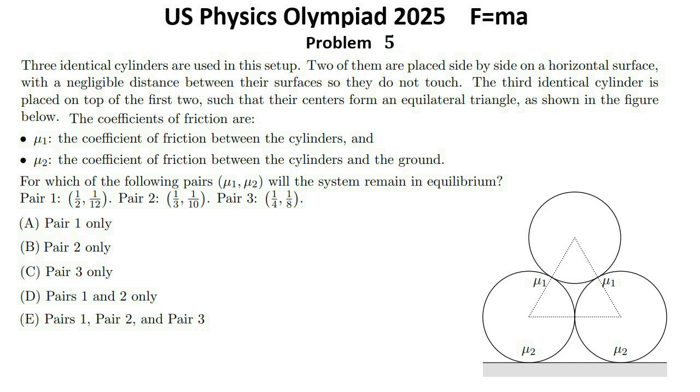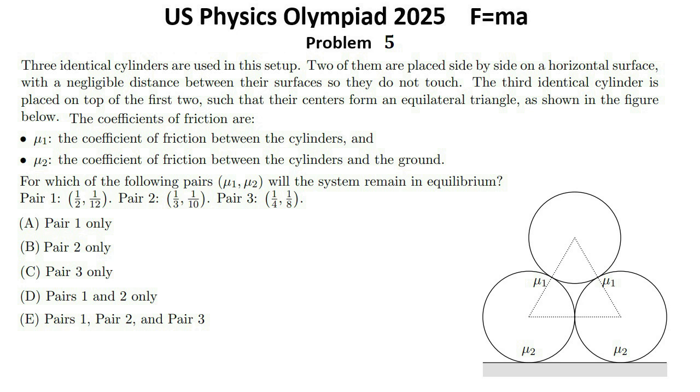Problem number 5. 3 identical cylinders are used in this setup. 2 of them are placed side by side on a horizontal surface, with a negligible distance between their surfaces so they do not touch. The third identical cylinder is placed on top of the first 2, such that their centers form an equilateral triangle, as shown in the figure below.